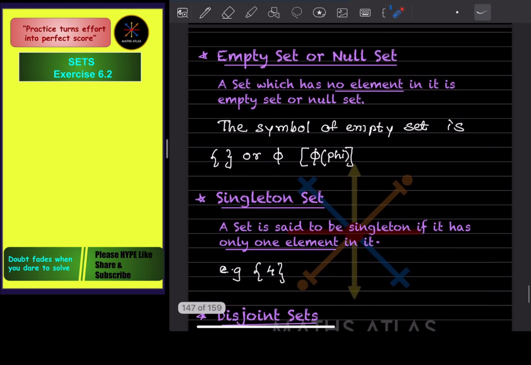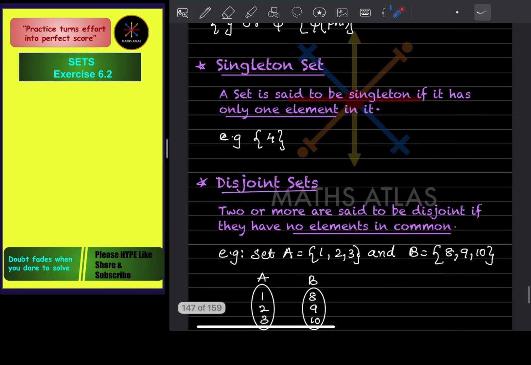Now let us see what the empty set is, also called the null set. A set which has no element in it is the empty set or the null set. The symbol of the empty set is either curly brackets with nothing inside, or phi. Both are symbols for the empty set. Now the singleton set. A set is said to be singleton if it has only one element in it. Can you see here, this is only one number, only one element in it. So that is called a singleton set.